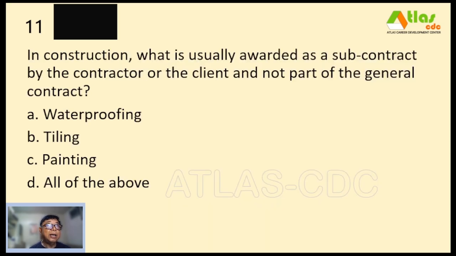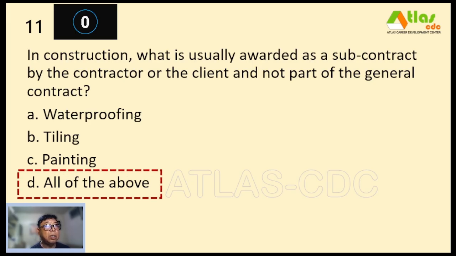Number 11. In construction, what is usually awarded as a subcontract by the contractor or the client and not part of the general contract? A. Waterproofing. B. Tiling. C. Painting. And D. All of the above. And our correct answer is letter D, all of the above.